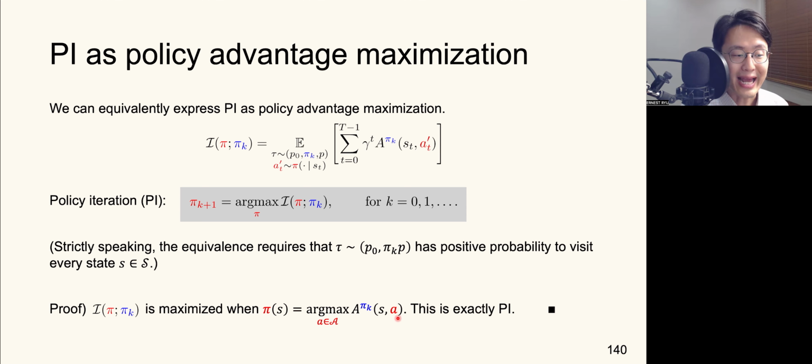But if you think about it, this is actually exactly equal to policy iteration. Because if you remember what the advantage function is, the advantage function is Q minus V. But within the two terms Q and V, only the Q function depends on the action A. So argmax over A is actually the same as argmax of Q. So choosing pi as argmax of Q pi k, if you remember what policy iteration is, that is exactly the definition of policy iteration. So policy advantage maximization is equivalent to policy iteration.